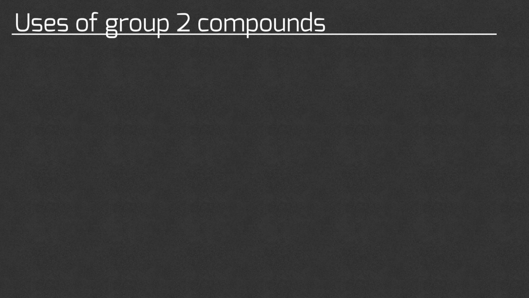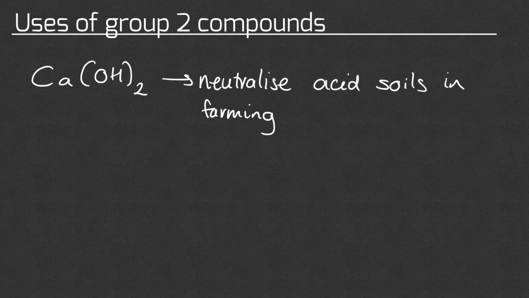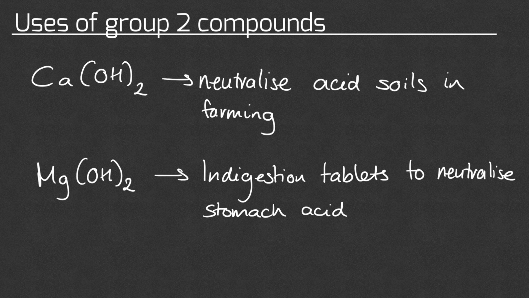Finally, we're going to look at the use of calcium hydroxide and magnesium hydroxide. So calcium hydroxide is used to neutralise acidic soils, so farmers use that to keep the soil pH at a certain level. And magnesium hydroxide can be found in some indigestion tablets to help neutralise stomach acid.